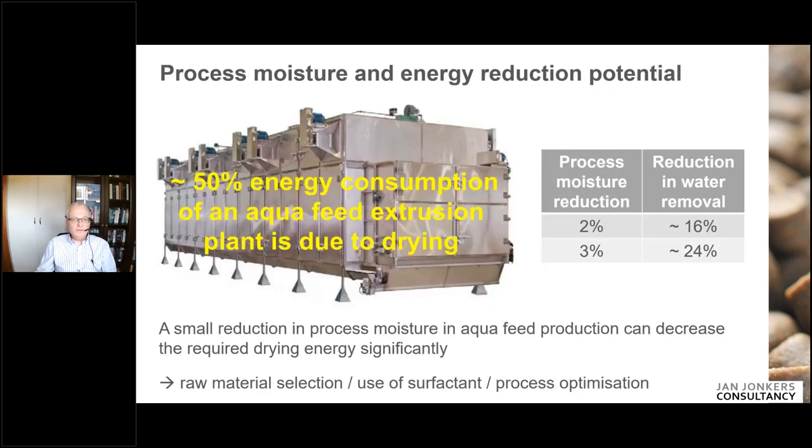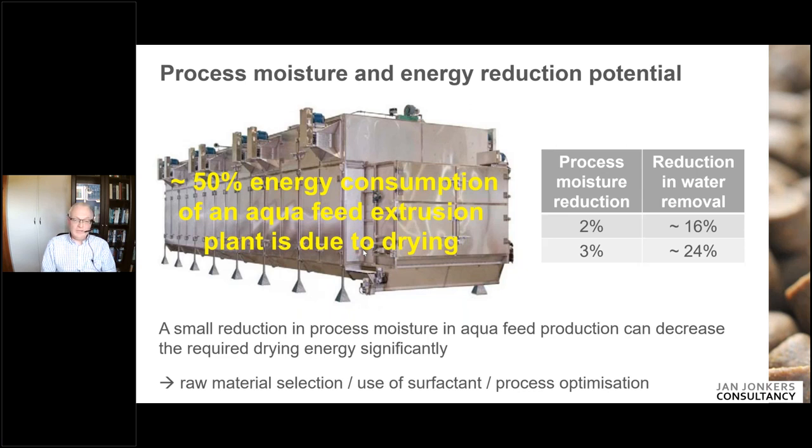And then energy is a hot topic at the moment. Energy prices are quite high. So if you look at an extrusion plant, 50% of the energy consumption in an aquafeed extrusion plant is due to drying. So if you can reduce this a bit, that will have a significant impact. So for example, you could look at raw material selection. Different raw materials absorb a different amount of moisture. So you could look at raw materials that have a lower amount of moisture need. That will reduce the amount of moisture in the process.